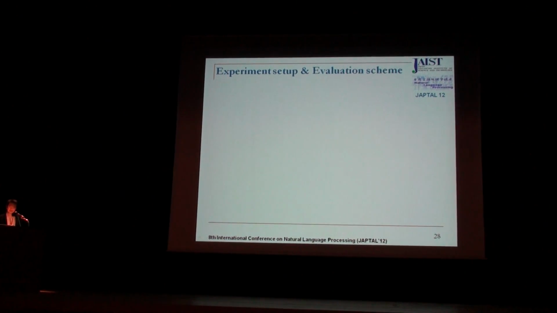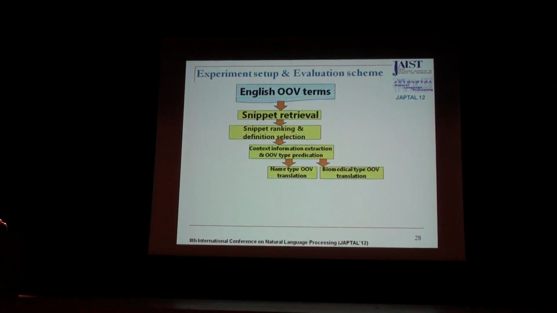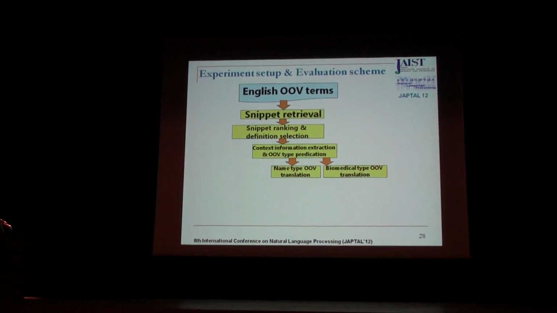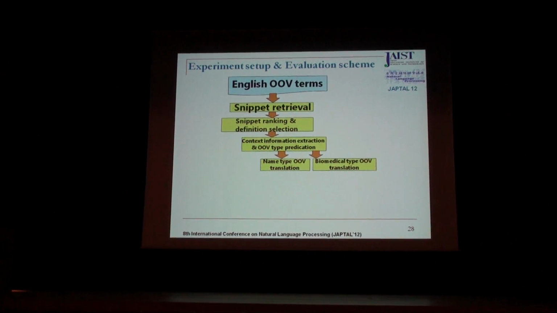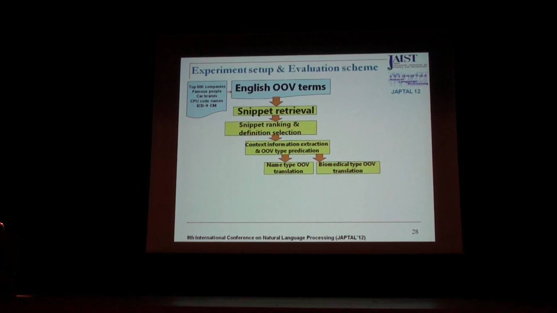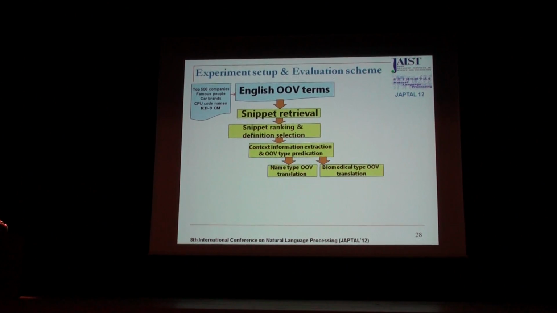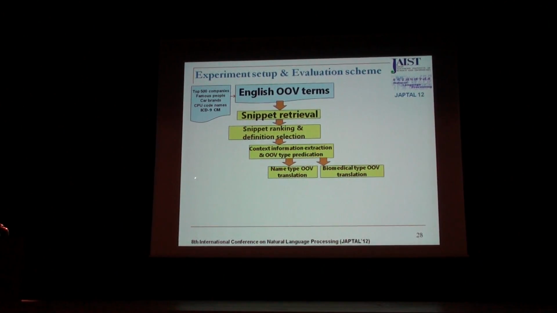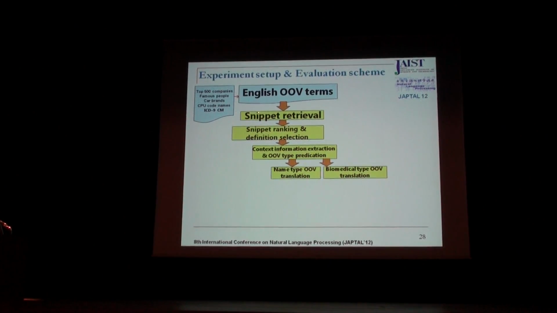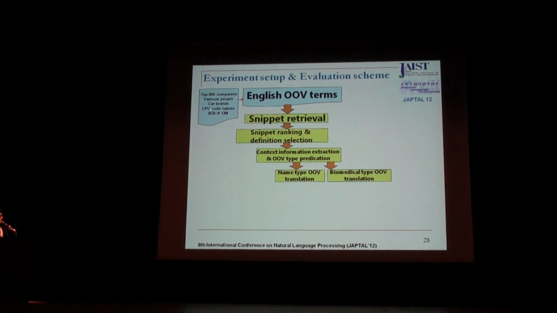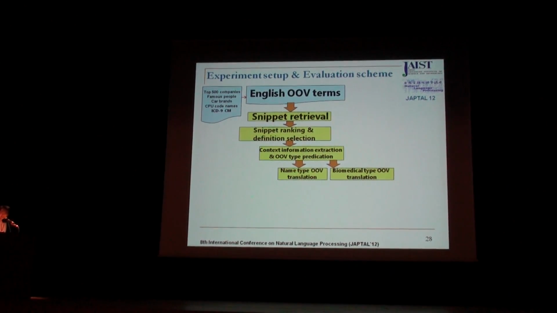So from here, we will explain the experiment setup and the evaluation scheme. This flowchart is the same as our initial flowchart. The difference is that the input here is 4 different categories of OOV terms: top 500 companies, famous people, car brands, and city code names. In addition to those name types, we added the biomedical type, which is the ICD-9 CM.